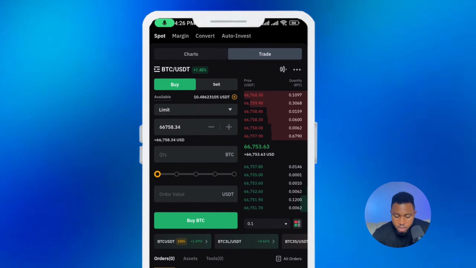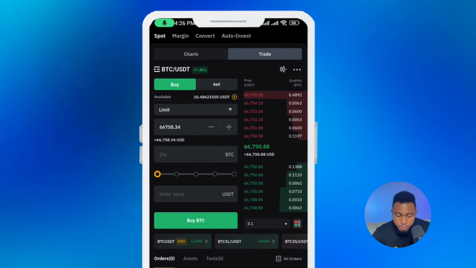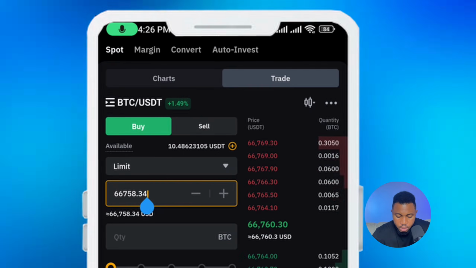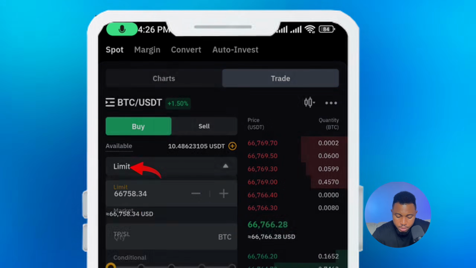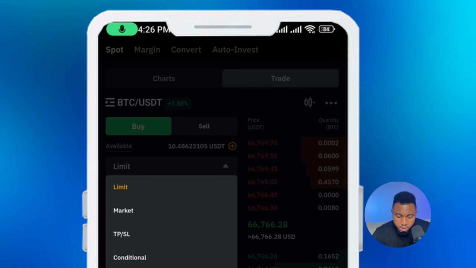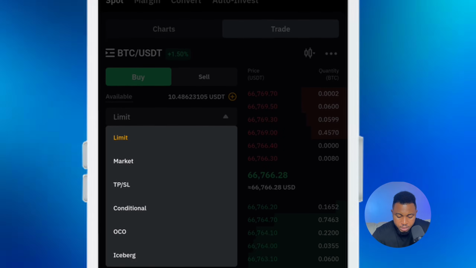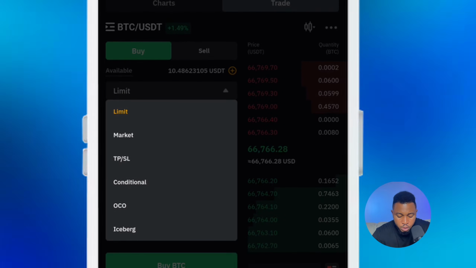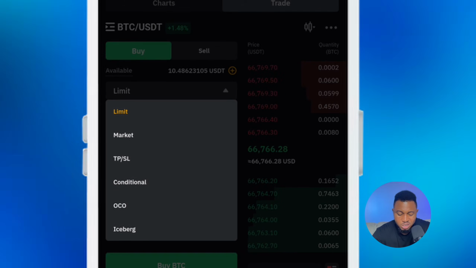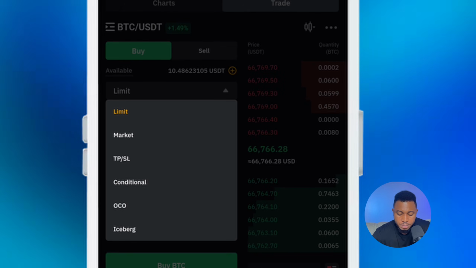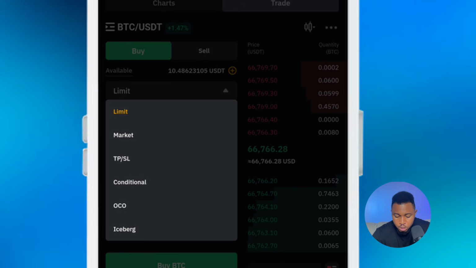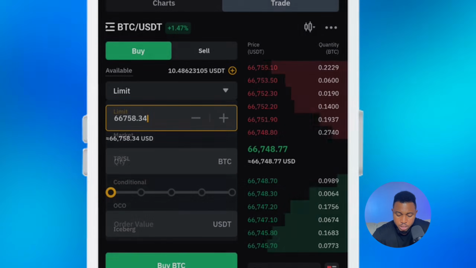Alright, so over here you can see the current price is showing right here, and at the top you have limit. So if I click on that limit, you can see limit, market, TP/SL, conditional, OCO, and iceberg. Now you don't need all of them to start trading. As a matter of fact, most persons use just limit and market to trade. So I'll just start by explaining limit, and then I will explain market afterwards. So let's start with limit.